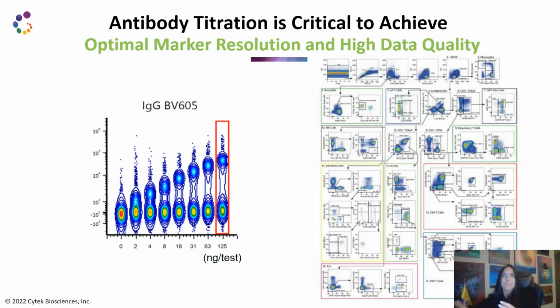And important to consider not only the titration, but great panel design and the staining protocol, all of that together will allow you to then generate data that is high quality. In other words, that the resolution, the separation for all the populations in the panel is optimal.